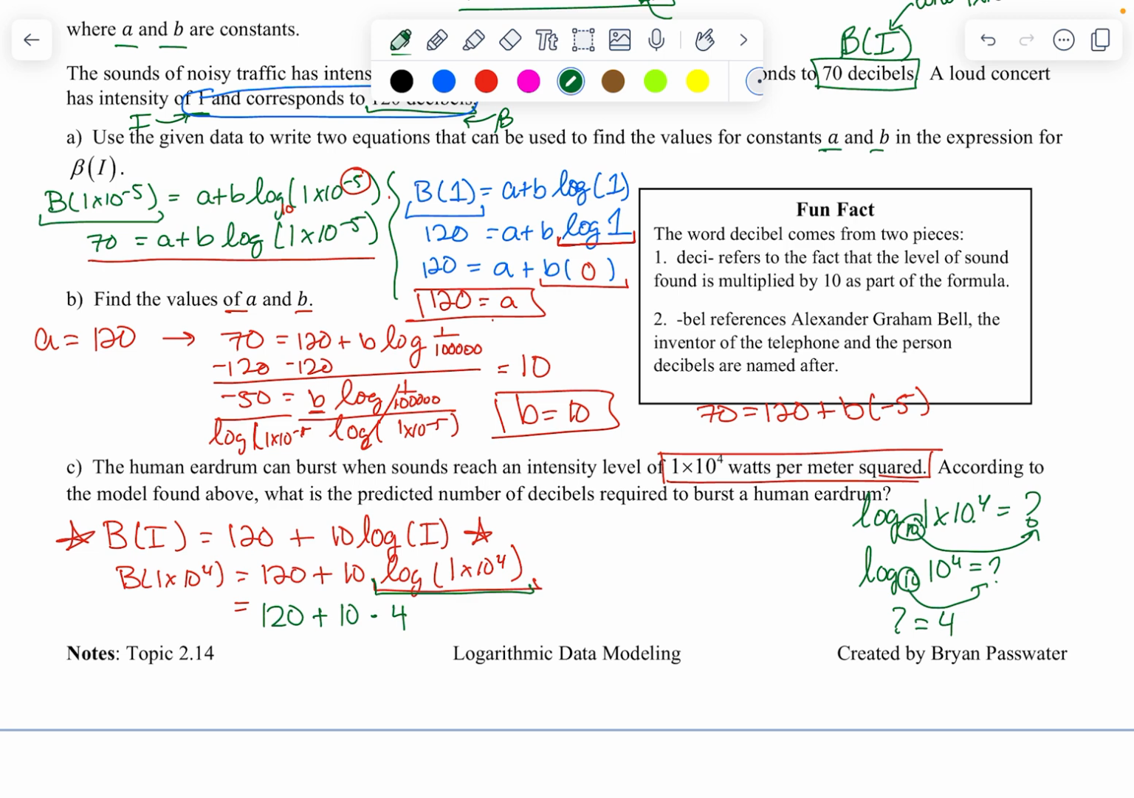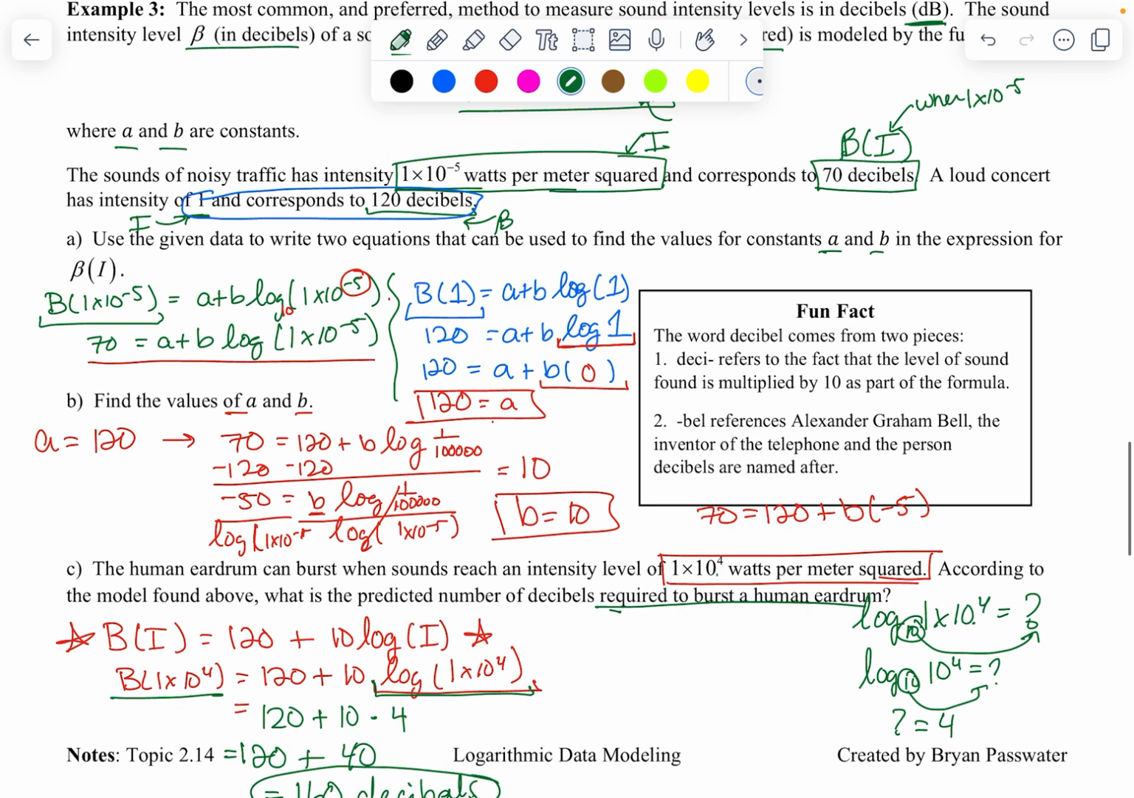So what does this equal right here? 4. So 120 plus 40 equals 160, and then the unit for B is decibels. So what is the predicted number of decibels required to burst a human eardrum if you have this kind of intensity? 160 decibels. All right, that is it. And we'll do the practice sheet in class.